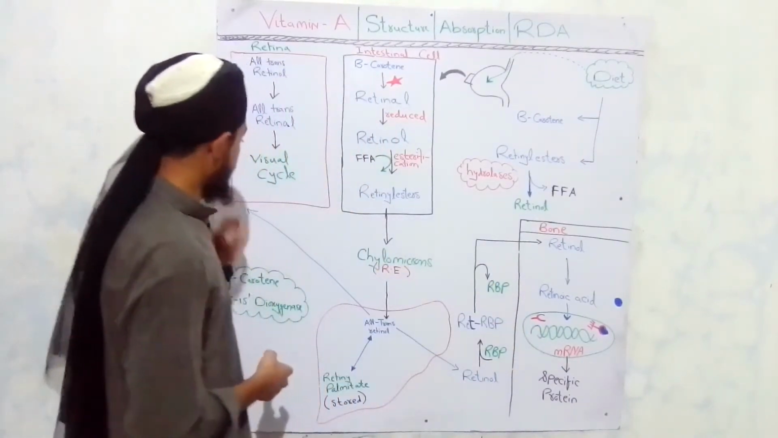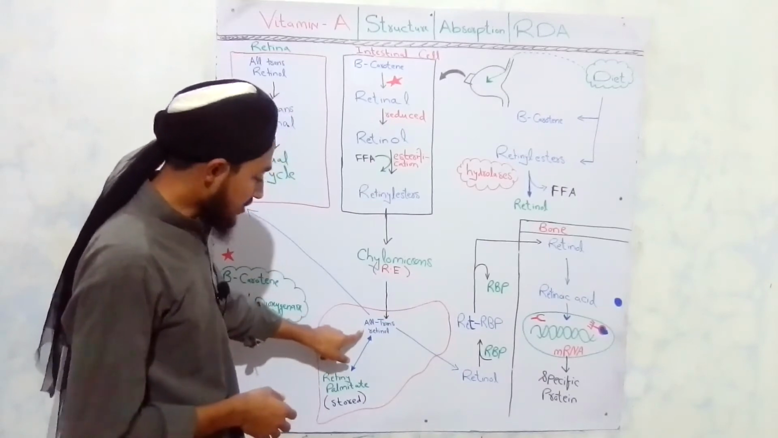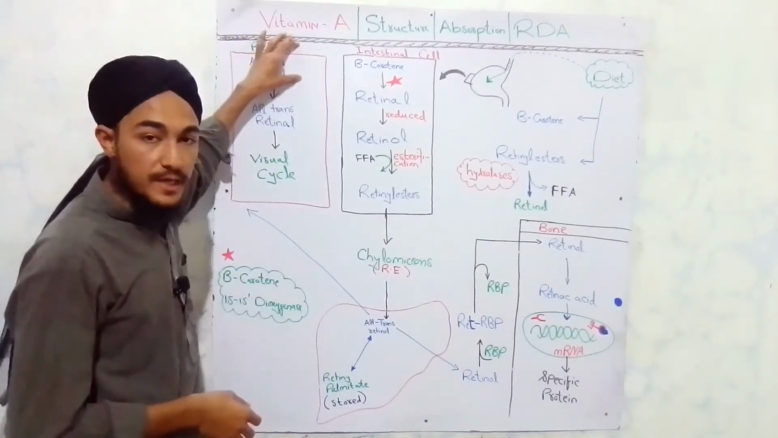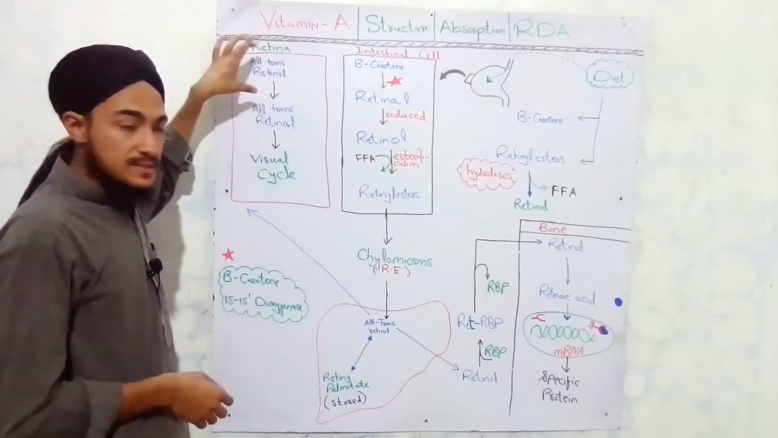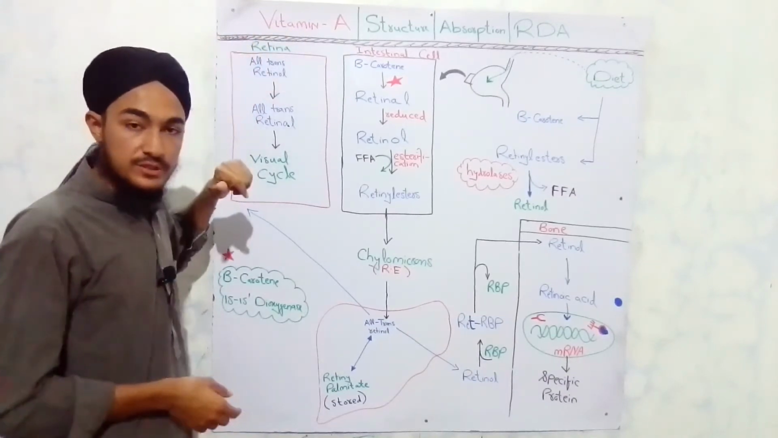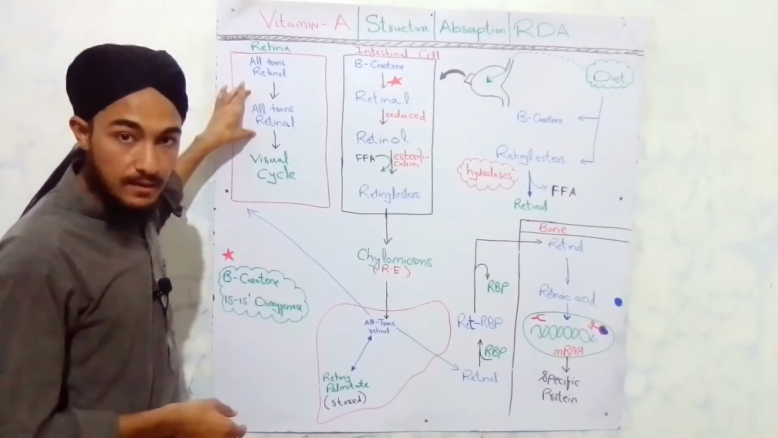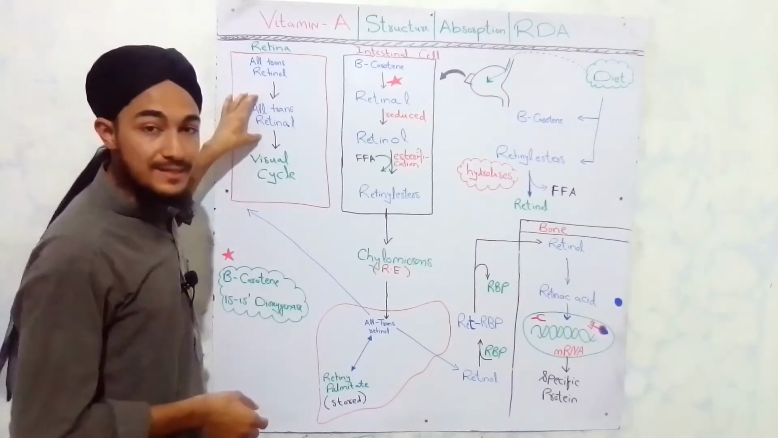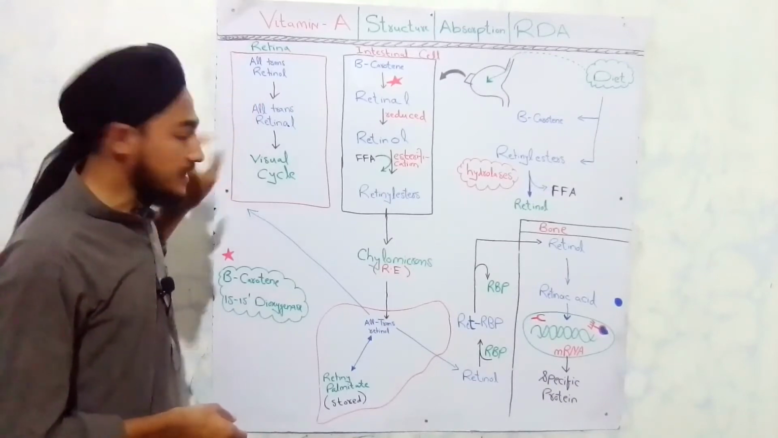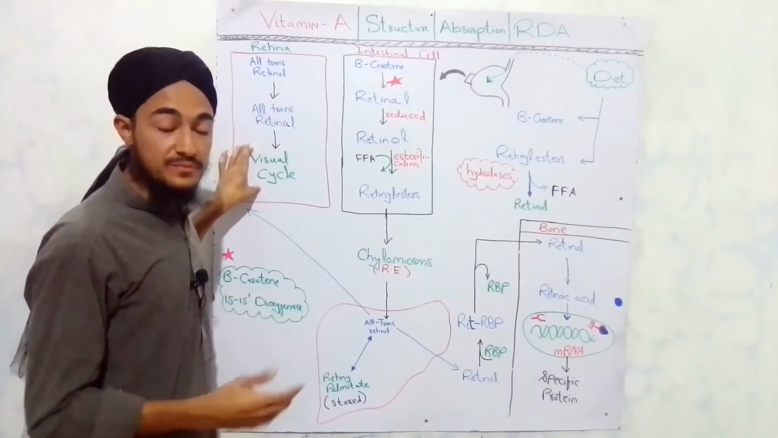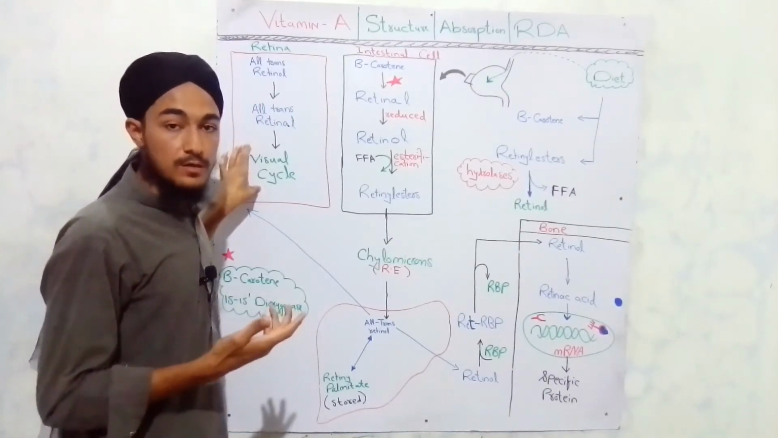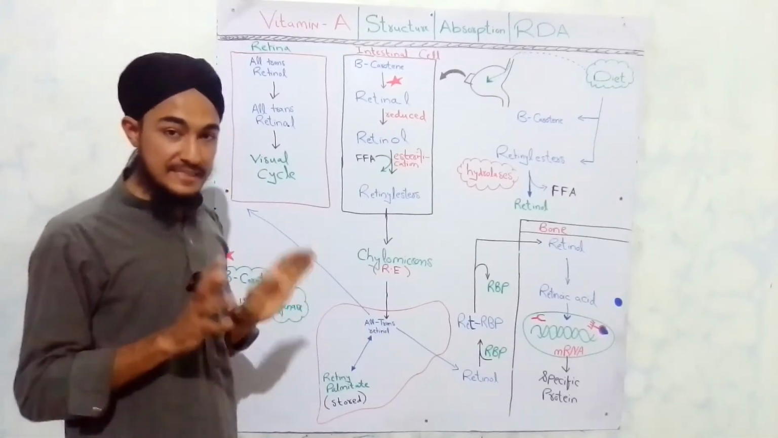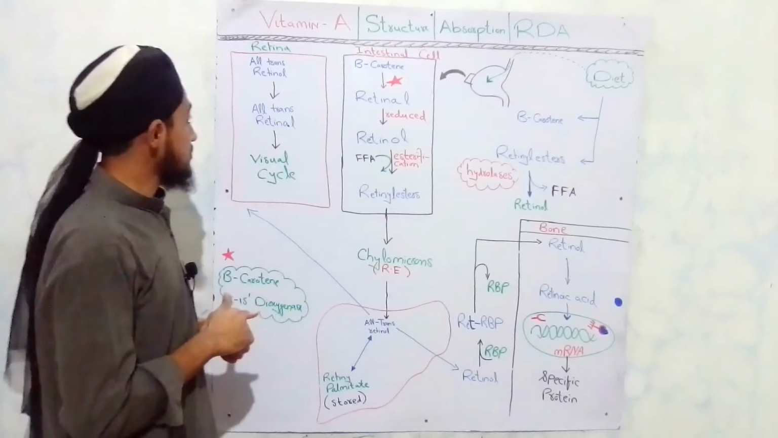Now here, this all trans retinol will move to the retina of the eye. In the retina of the eye, this all trans retinol will be converted into all trans retinal, that are the aldehyde forms, and then this all trans retinal will help us in the visual cycle. It means that it helps in the world's visual pathway. I will discuss it in detail in the upcoming lectures.